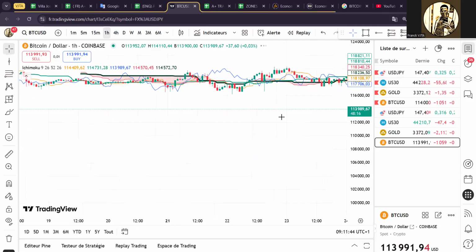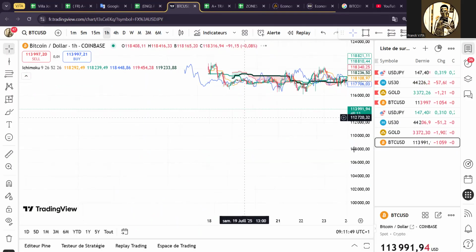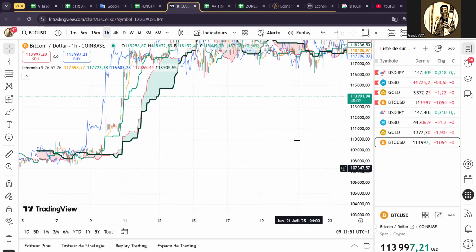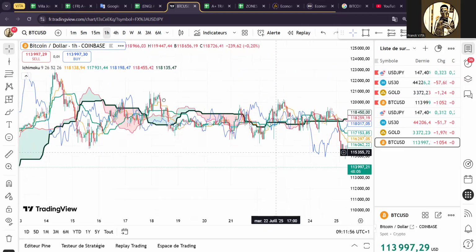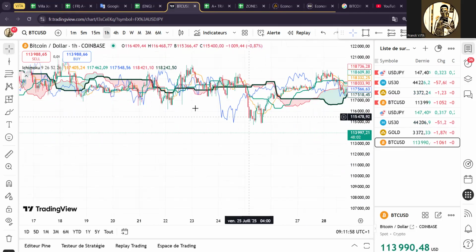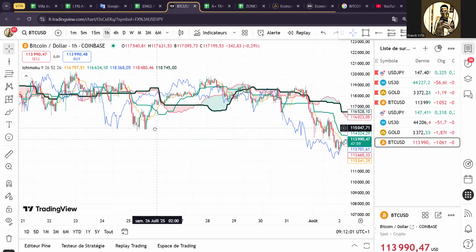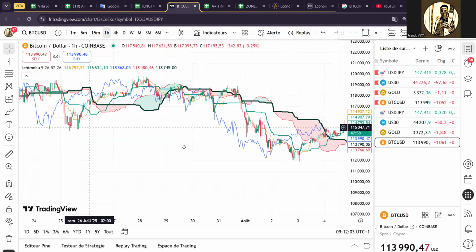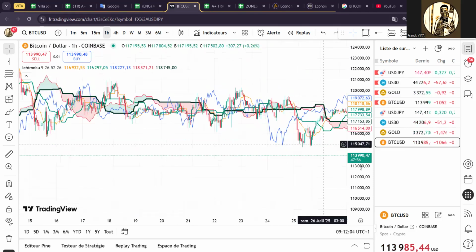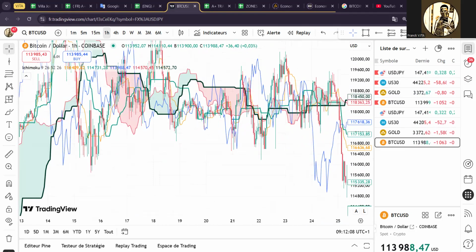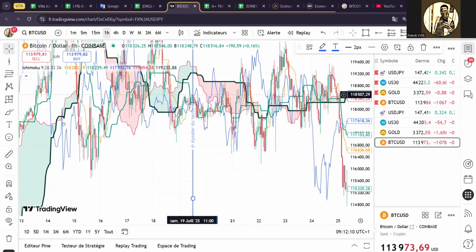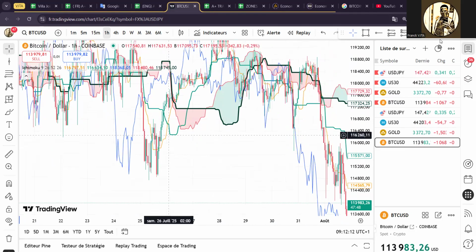Let us talk about Kijun now. For Kijun, one thing I want to tell you is that some people make the mistake of considering Kijun as a wall, but don't make this mistake. Kijun can sometimes stop the price, other times it will not. Let us take this case when it stopped the price and this case when it didn't.